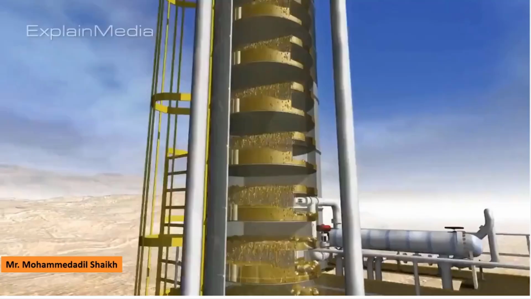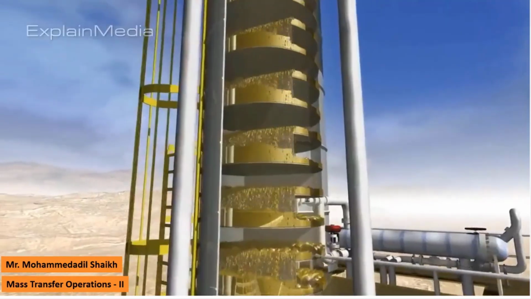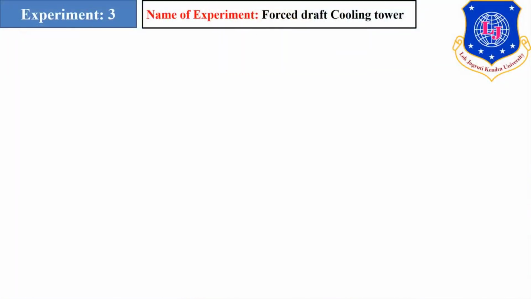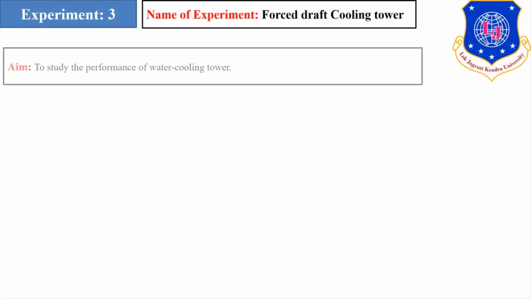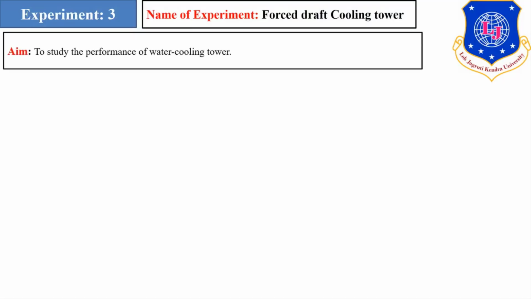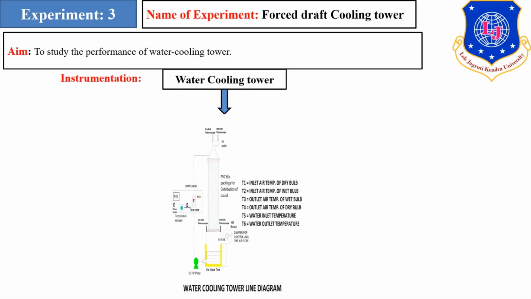Today I am going to take a lecture of Mass Transfer Operations 2, and in this video we will see an experiment called the water cooling tower, from chapter number 2. Okay, so let us start the video. This is the name of the experiment: a forced draft cooling tower. The aim of the experiment is to study the performance of the water cooling tower, and this is the instrumentation of the water cooling tower, as you can see in this figure.